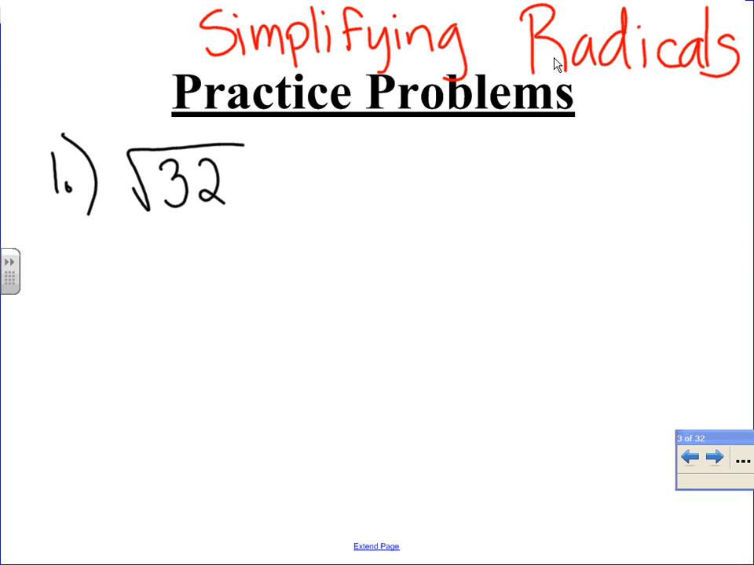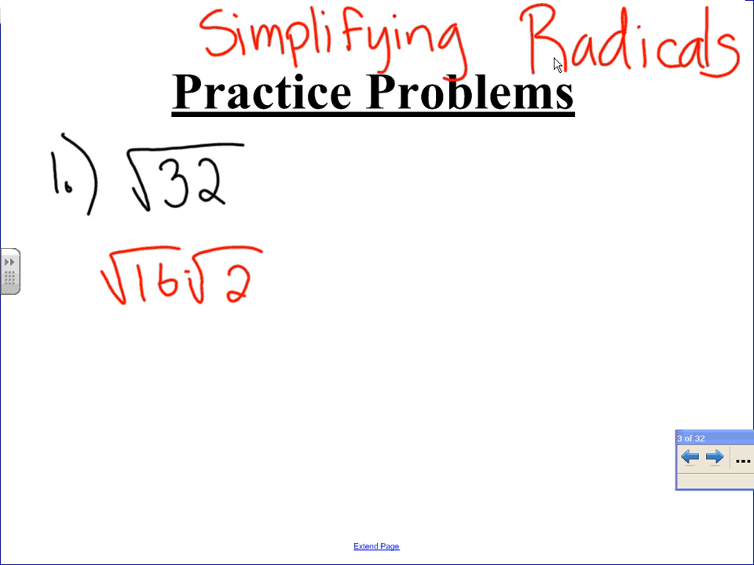Heather? Good. 8 and 4 work, but that's actually not the largest perfect square. It works, and you can still do it that way, it just takes longer. Anyone know if there's a larger perfect square that goes into 32? Jake? Good. So here's what I would do. I would change it to be square root of 16 times square root of 2. You can still do this problem with 8 times 4. As Heather said, it's not wrong. It just will take 2 extra steps. So you can do it that way if you want, Heather.